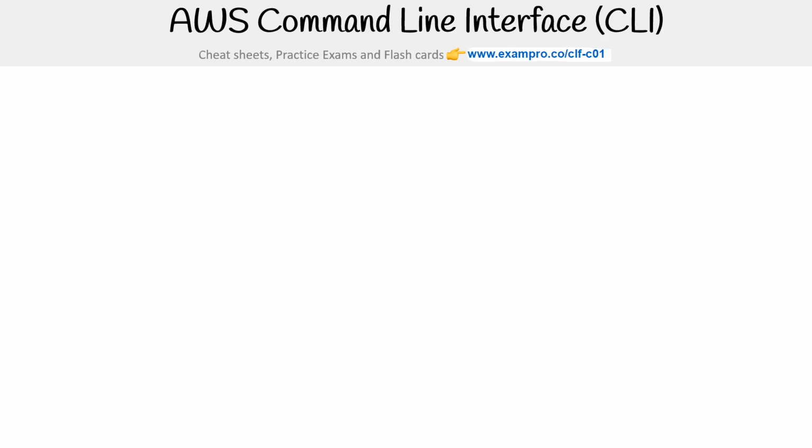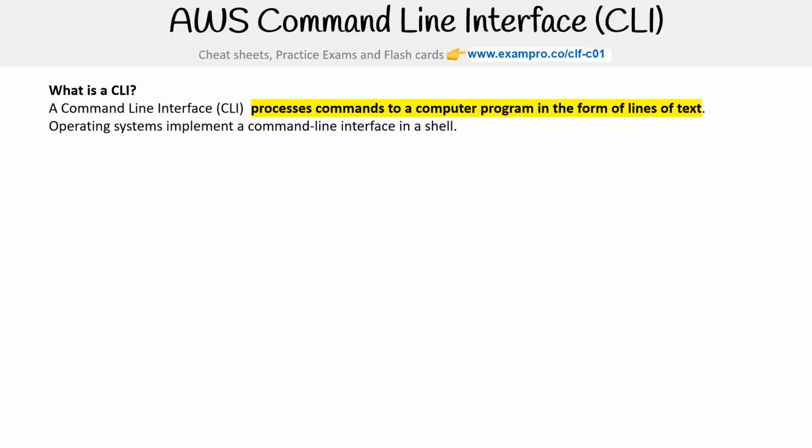Hey, this is Andrew Brown from Exam Pro, and we are looking at the AWS command line interface. But before we do that, we've got to define some terms. So, what is a CLI? A command line interface processes commands to a computer program in the form of lines of text. Operating systems implement a command line interface in a shell.